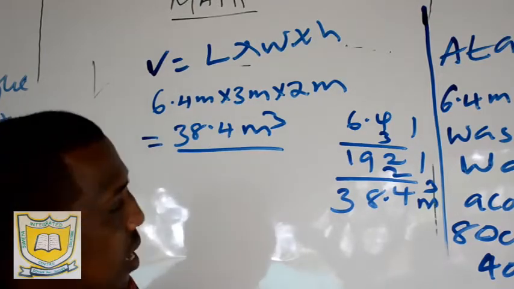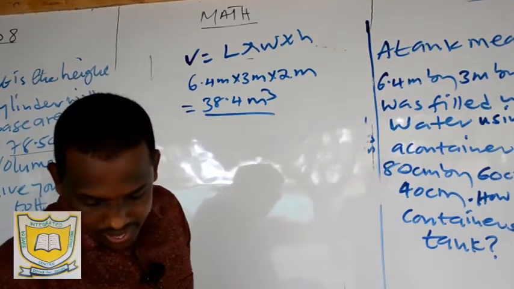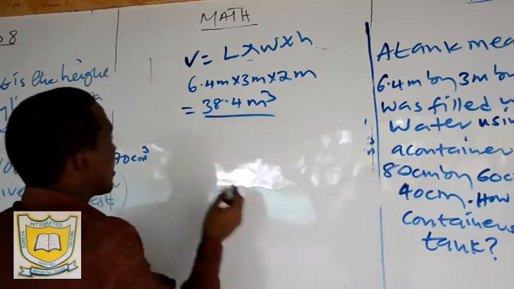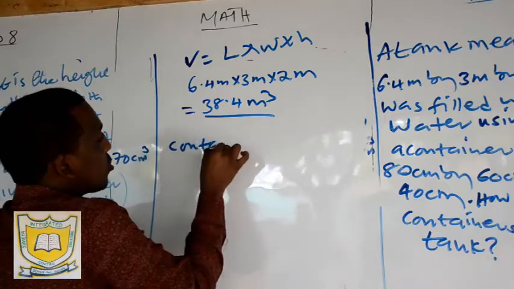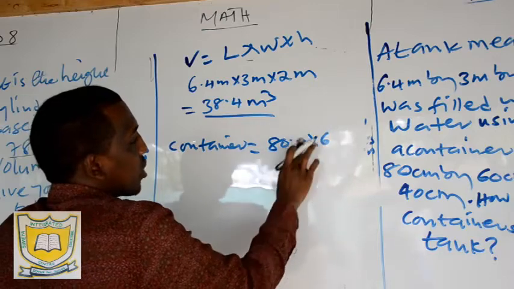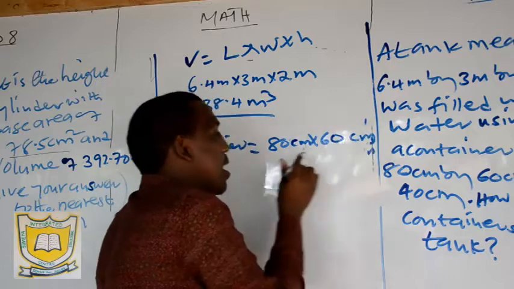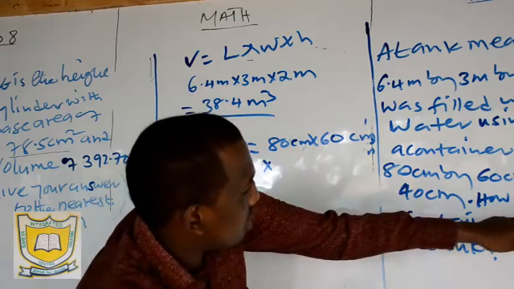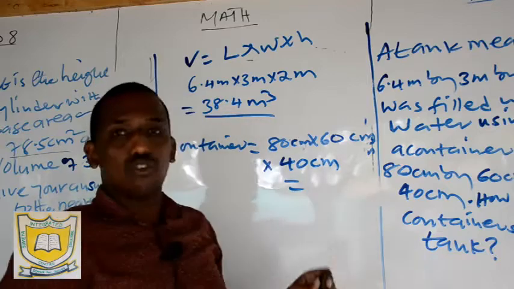Now we go to the volume of this container. You are told the container measuring this by this by this. Let us also get the volume of the container. The volume of the container is equal to 80 centimeter times 60 centimeter times 40 centimeter. Let us get the volume of that one.